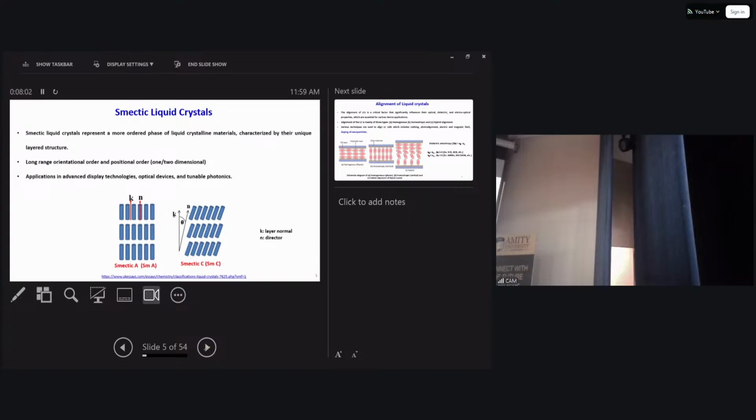What we can see here is one layer, second layer, third layer, like that. To define this structure, we have to define the layer normal K and the director N. Now we can see these two are collinear, meaning there is no angle between them, so it's called smectic A. In smectic C, K remains the same, but the director N tilts by a certain angle, called the tilt angle theta. This is how we can define the smectic A and smectic C phases.